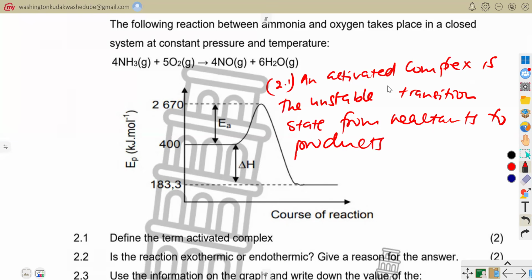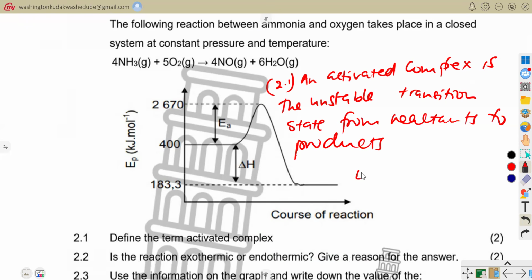So that temporary and unstable transition state is what we are referring to as an activated complex, or you could call it the temporary unstable arrangement of reactant atoms before they start forming your products. But this will be the simplest definition. Now let's look into the following question. It says, is the reaction exothermic or endothermic? Give a reason for the answer.